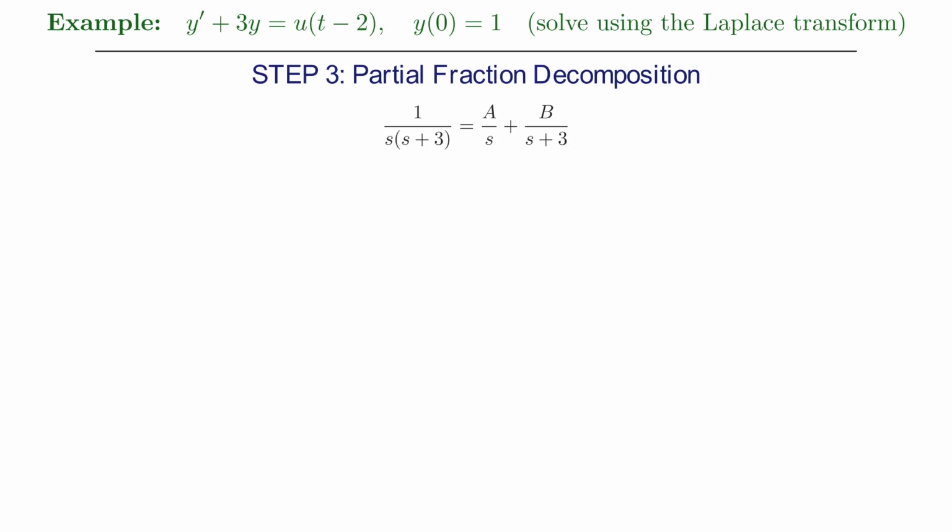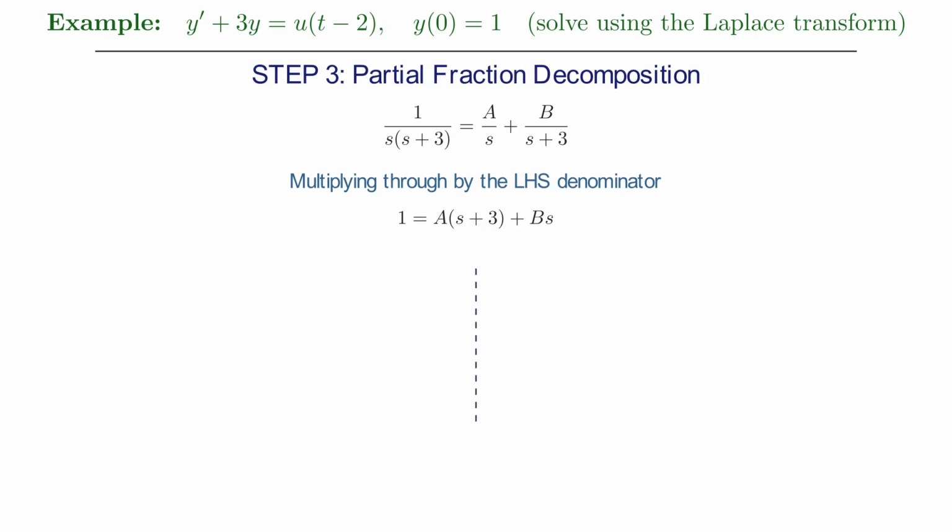You can use any method that you know to solve this to find A and B. Here I'm going to multiply through by the left-hand side denominator, the s times s plus 3. And this gives me that 1 is equal to A times s plus 3, because the s cancels, plus B times s, because here the s plus 3 cancels. This equation is true for all values of s, so I can pick any two values that I want, and this would give me simultaneous equations to solve to find A and B.